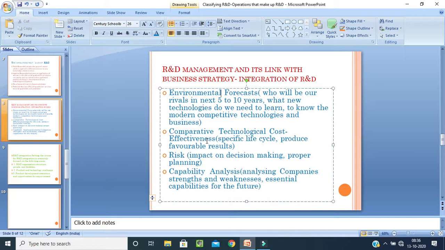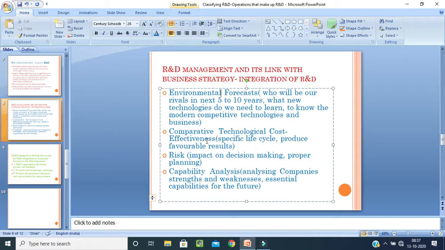Now coming to risks. Every company, every organization, and every field will have risks. If we are not taking proper decisions, then the risk will take place. So it is our duty to focus on proper planning, so as not to be affected by any kind of future risks.